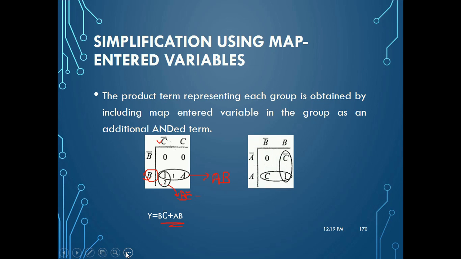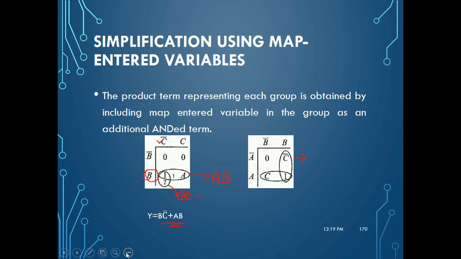Next problem. I am going to take A and B as the input variables and C as the map entered variable. If this is the case, if this is the K map you have got, how do you write the expression?